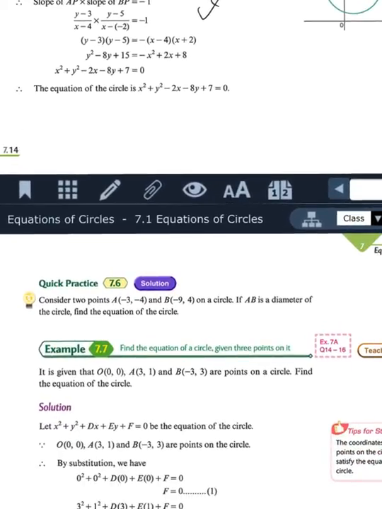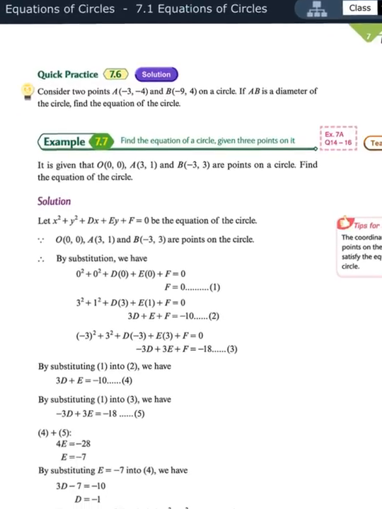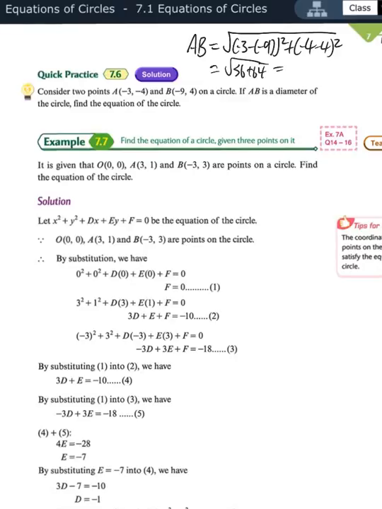Let's see the quick practice 7.6. Consider two points A and B on a circle. If AB is the diameter of the circle, find the equation of the circle. Alright, then you may find the distance of AB, which is the length of the diameter: the square root of (-3 - (-9))² + (-4 - 4)². That should be root 36 + 64, which is root 100, that should be 10. Therefore the radius will be 10/2.